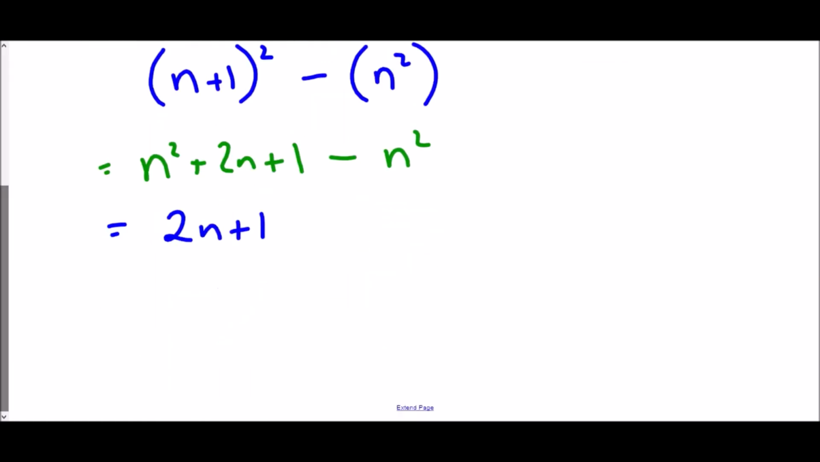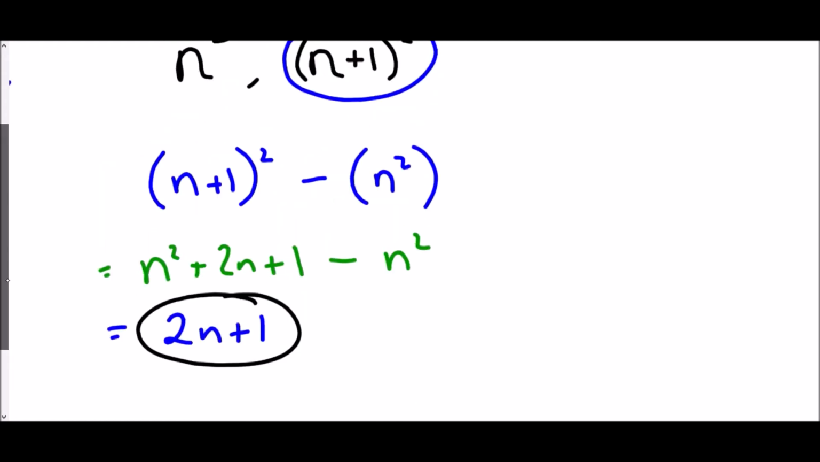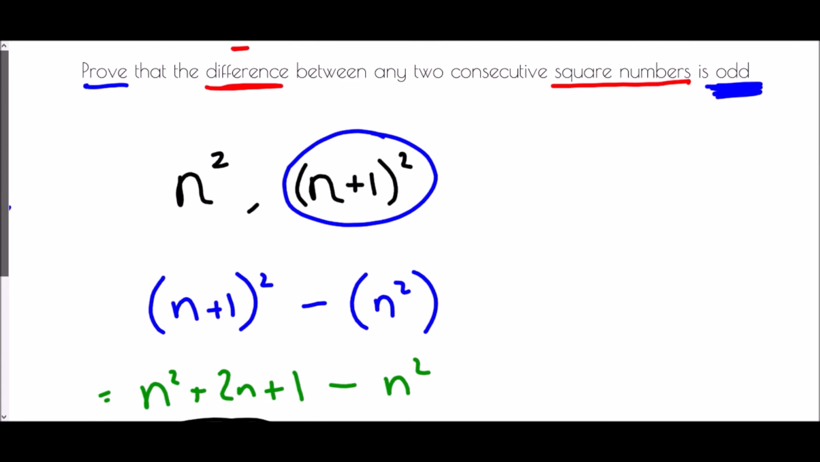Well, what we've ended up with is 2n plus 1. 2n plus 1 is the form of an odd number, and so we've managed to show that the difference, no matter what those square numbers are, the difference will always be an odd number.